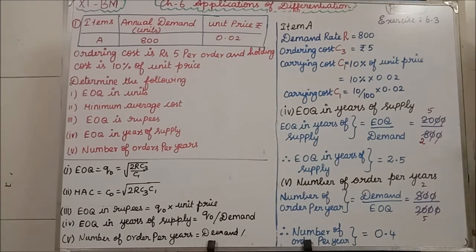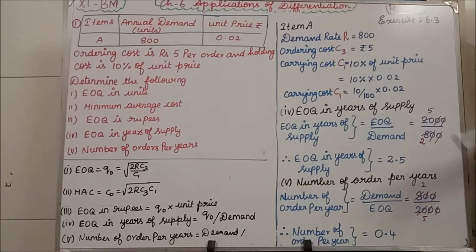The formula is what? EOQ divided by demand. EOQ value we have got 2000, divided by demand we are having 800. So if you cancel, we are getting 5 by 2. 5 by 2 is nothing but 2.5, so EOQ in years of supply value is 2.5.